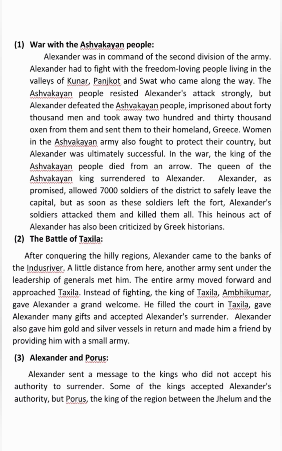Instead of fighting, the king of Taxila, Ambikumar, gave Alexander a grand welcome. He filled the court in Taxila, gave Alexander many gifts, and accepted Alexander's surrender. Alexander also gave him gold and silver vessels in return and made him a friend by providing him with a small army. Third, Alexander and Porus.